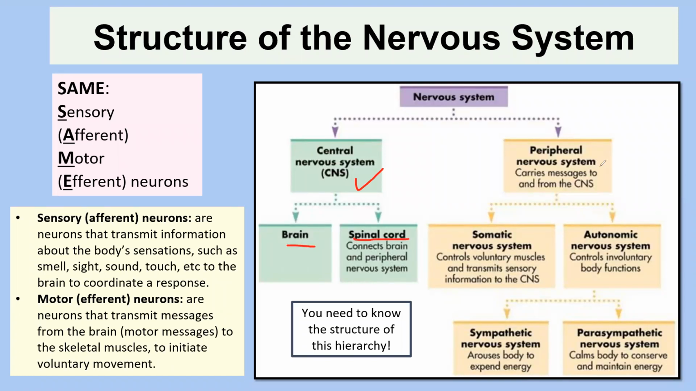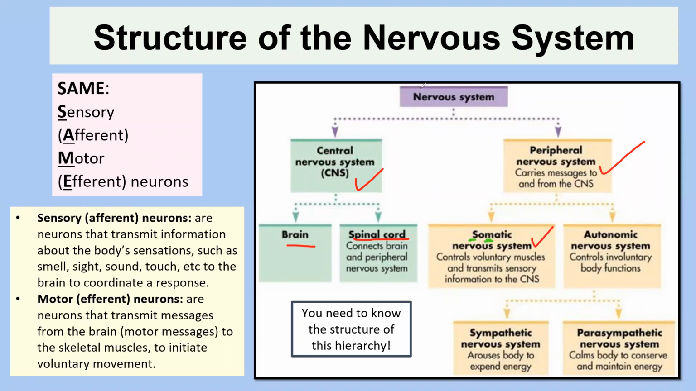We also looked at the peripheral nervous system, but only really one division of that, which was the somatic. We talked about the fact that the somatic nervous system has a role in sensation. It has a sensory function and it has a motor function as well. So just remember that those are the ones that we've looked at so far.